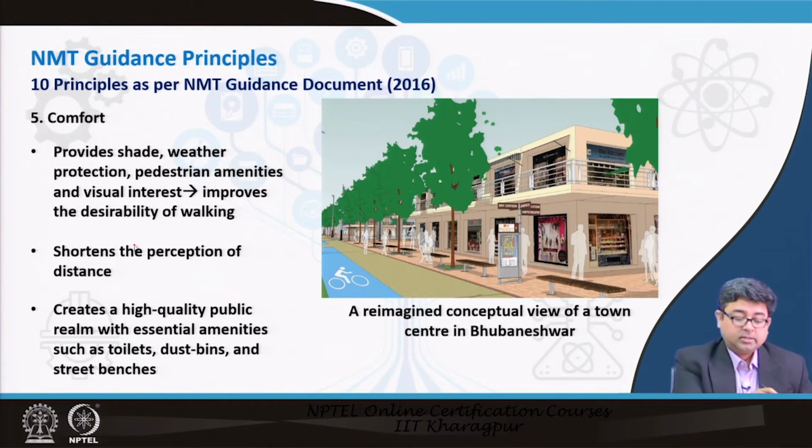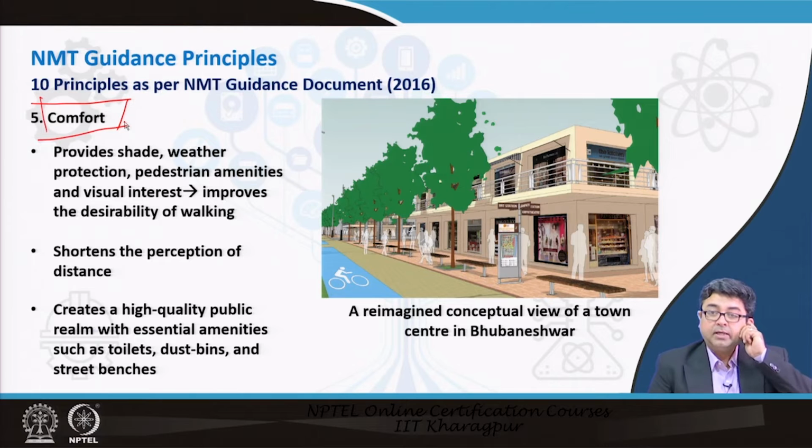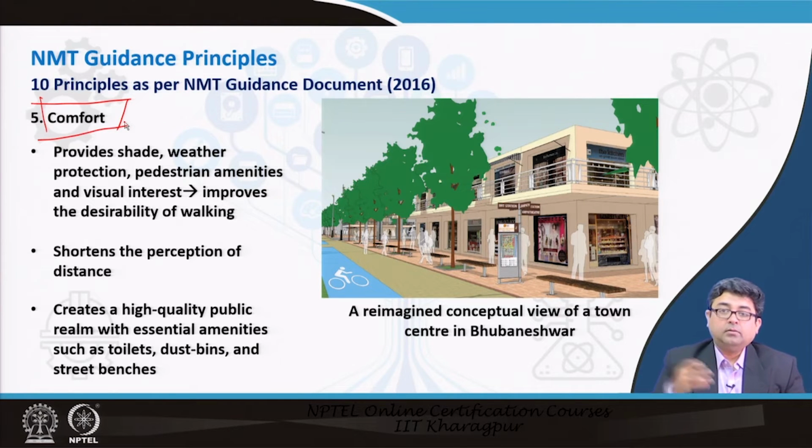The next design principle is comfort. Whenever it comes to NMT facilities or design of NMT facilities, comfort is one of the most important things that users always want, right. Whenever you ask somebody why aren't you walking to your bank which is only 200 meters away, they would say it is too hot to walk, or it is raining so we cannot walk, or the footpath is broken so we cannot walk. So, it is always the level of comfort. All these are pointing towards the level of comfort of the users.